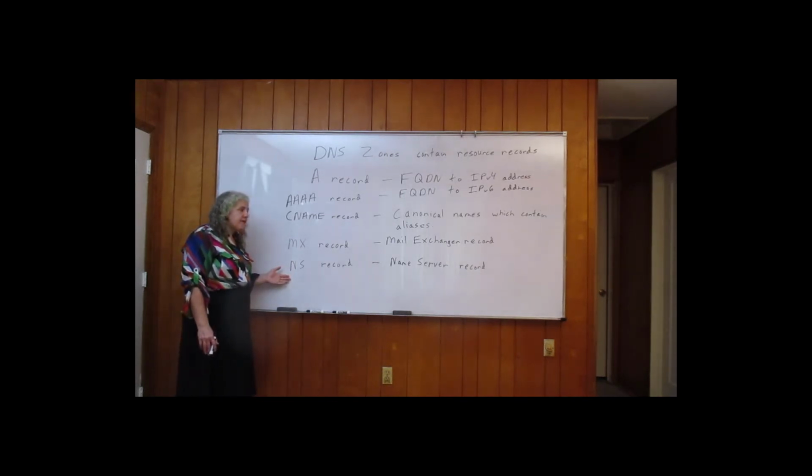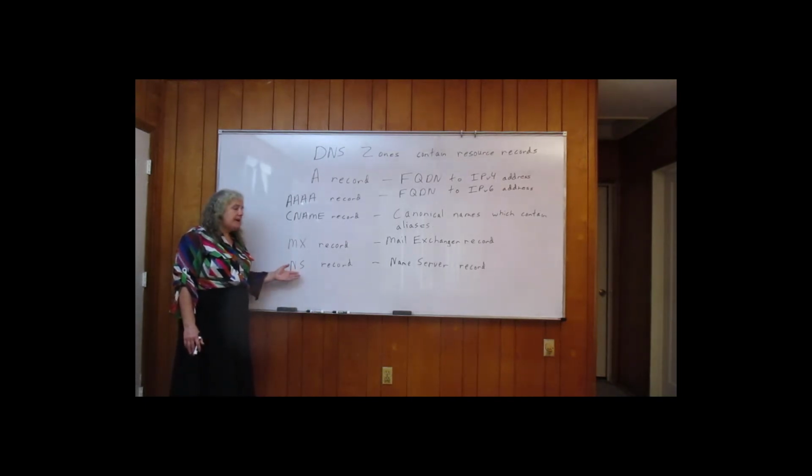There are NS records. Those are name server records. Those are the IP addresses for any name servers which are authoritative for that part of the DNS namespace. For instance, there could be NS records for ns1.learningiot.net and ns2.learningiot.net.